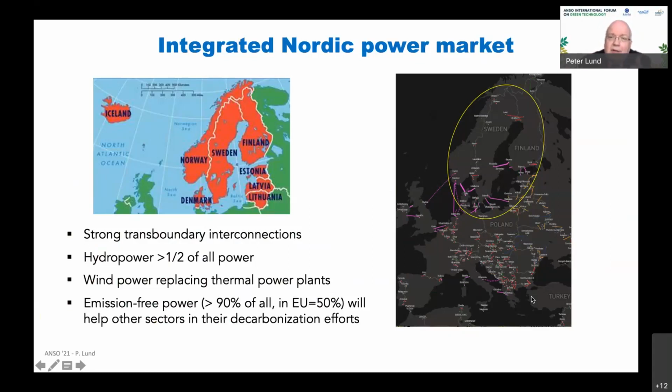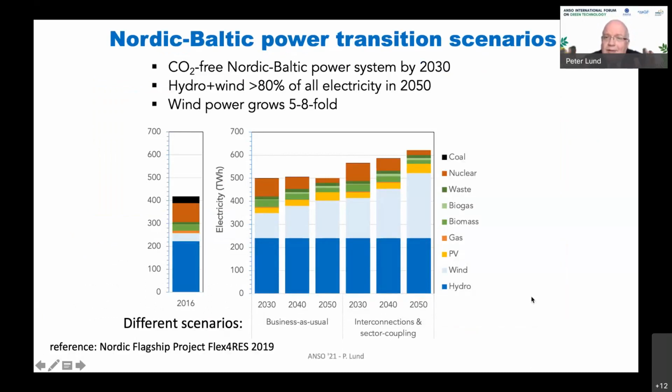Looking at the future scenarios of this region, where would the Nordic region go, which is already almost decarbonized in its power? In terms of power production, it's really the wind power which starts to replace thermal power plants. So wind and hydro together by 2050 may have a share of around 80% of the electricity and even beyond.